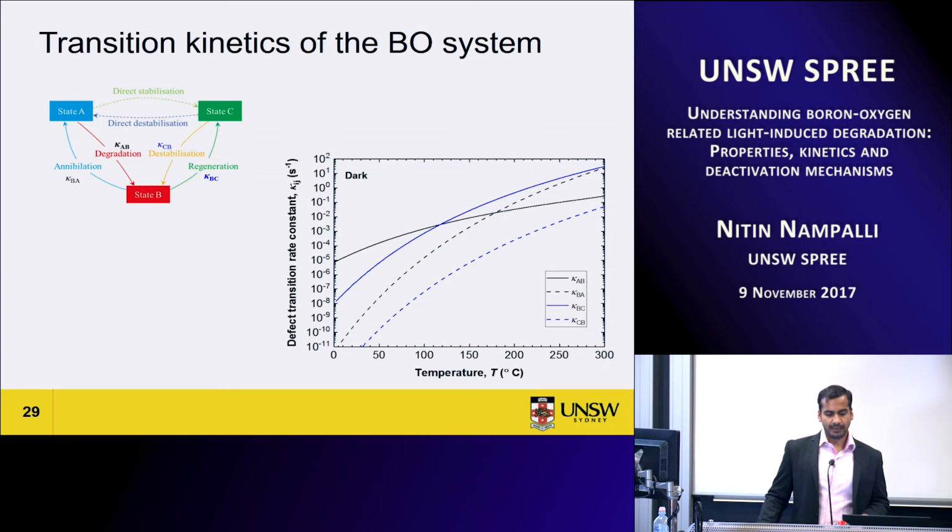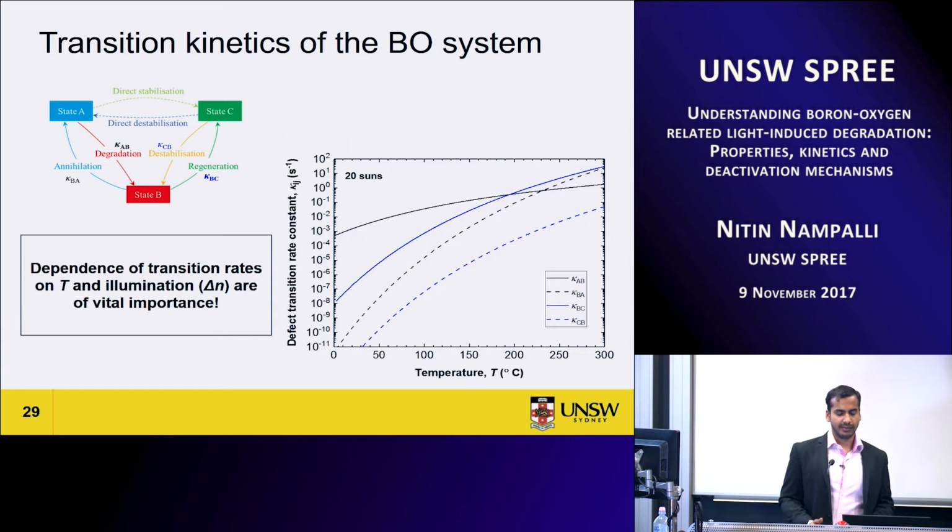The reason why these reaction rates are important and also tricky is that here are the reaction rates as a function of temperature. And this is what they look like in the dark. At higher illumination intensities, the rates change. So they're carrier dependent. To give a parameterization of the rates, you'd need to know the carrier dependence and the temperature dependence.